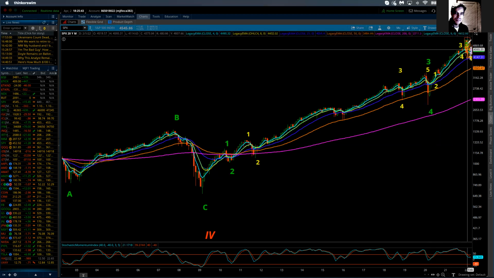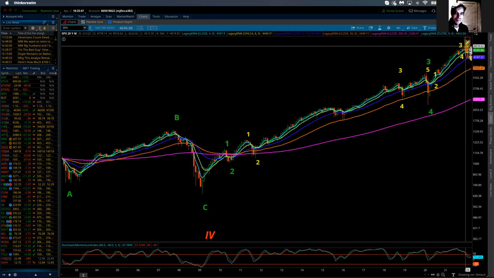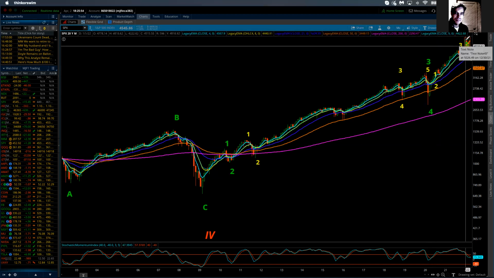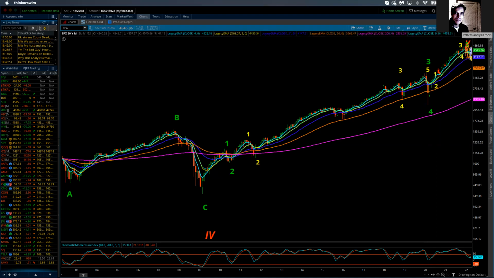And then we rallied up to that high at 48.08. And that completed primary wave 5. And then in turn, one higher, it completed the cycle wave 5. And one higher, it completed the super cycle wave 3.